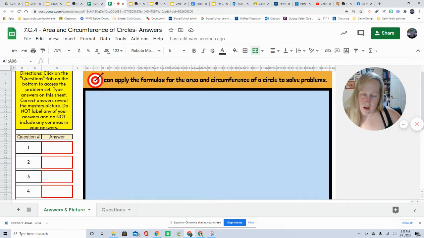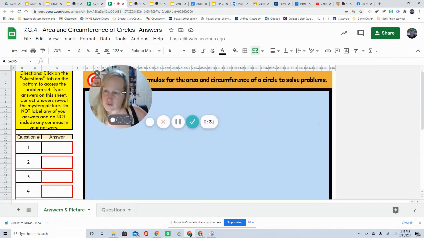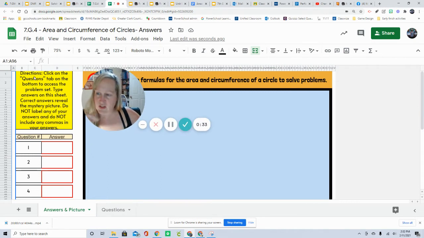So if I read the top, read your information. Directions. Click on the questions tab at the bottom to access the problem set. Type the answers on the sheet. Correct answers reveal the mystery picture. Do not label any of your answers and do not include any commas. So those are important. Don't put commas. Don't put a label. So let's see what they're talking about.